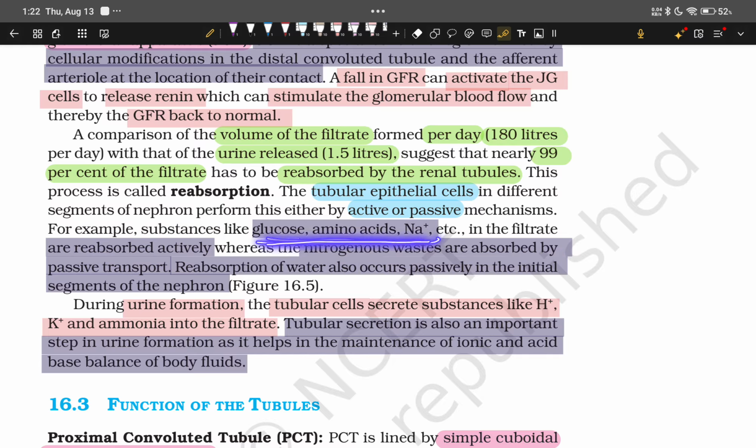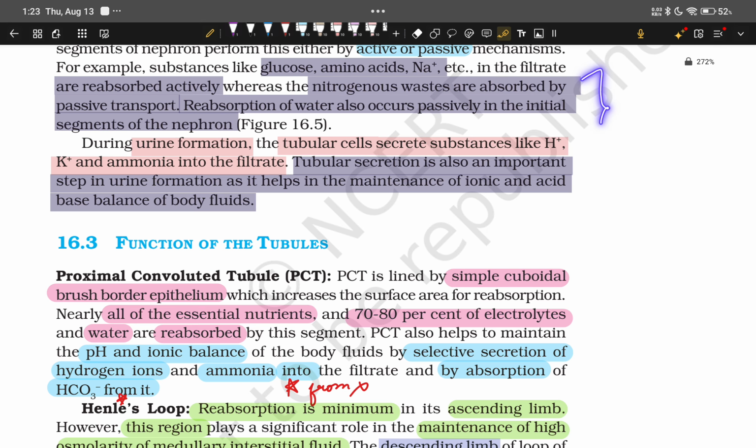So you have to remember this: glucose, amino acids and sodium ions are reabsorbed actively, whereas nitrogenous waste is absorbed by passive transport. There is also reabsorption of water that is occurring passively in the initial segment of the nephron. So in the initial segment of the nephron there is reabsorption of water. These are the statements that you have to remember for reabsorption.